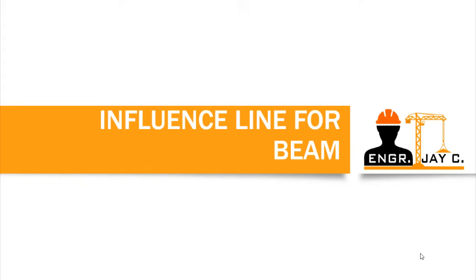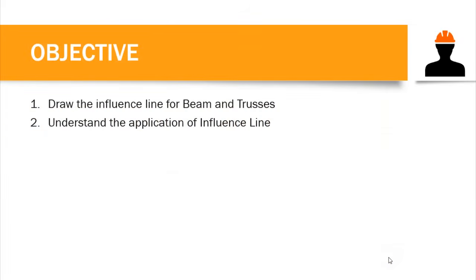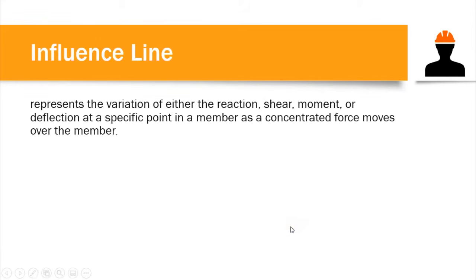We have influence line for beam. So before anything else, what is influence line and what is the purpose of influence line? The objective of the study is we draw the influence line for beam and trusses and understand the application of influence line. So influence line, by the way, represents the variation of either the reaction, shear, moment, or deflection at a specific point in a member as a concentrated force moves over the member.